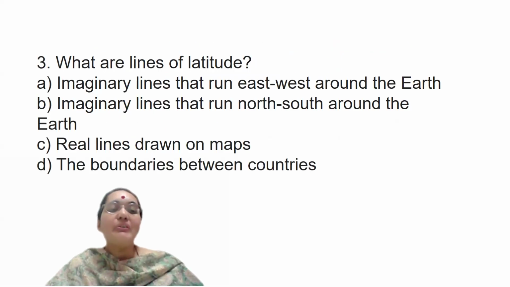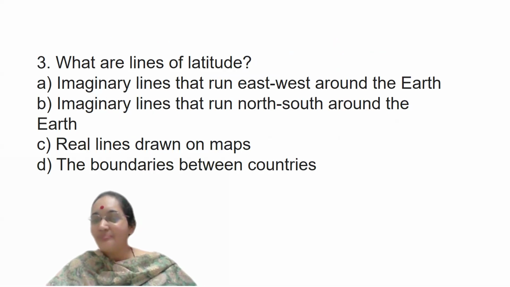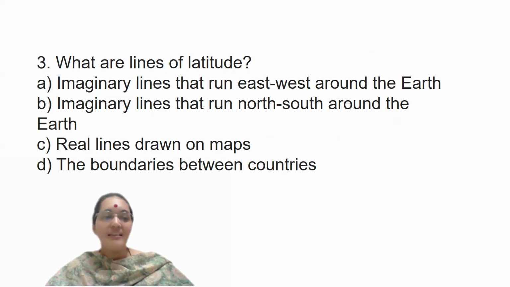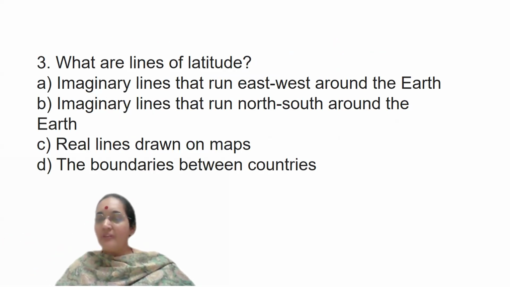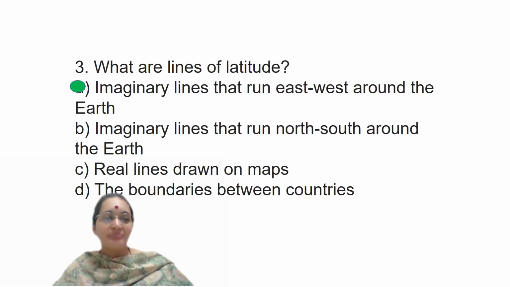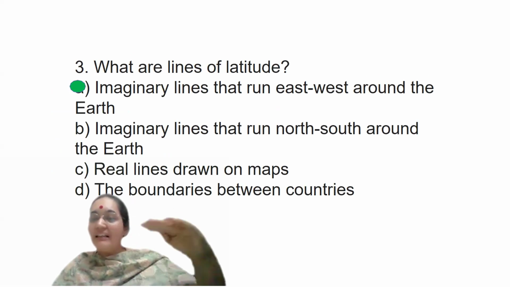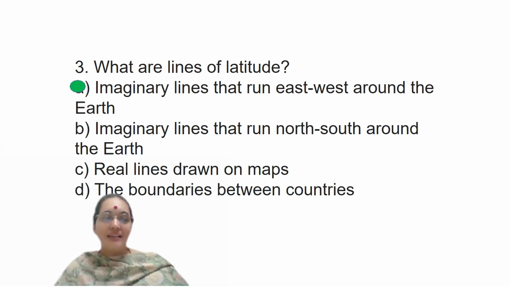What are lines of latitude called? Look at this. Imaginary lines that run east-west, that run north-south, real lines drawn on the map, or boundaries between countries. Latitude, lat-now. Very good, Zainab ma'am. Congratulations. They run east-west. Let us remember, they run east-west.